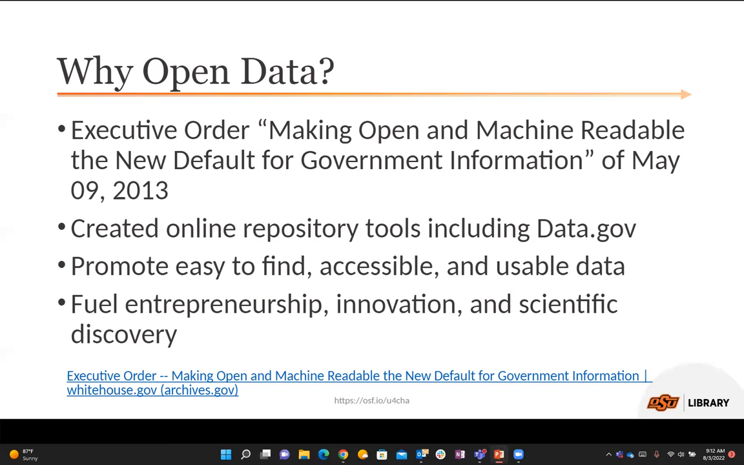So from here forward, agencies of the US government had to plan for how to make their data available online. And the point was to make it easy to find, accessible, and usable. And this is where data.gov was implemented, kind of the first of the government repositories. And the intention was that this would help fuel the economy and promote innovation, and of course, increase scientific discovery.